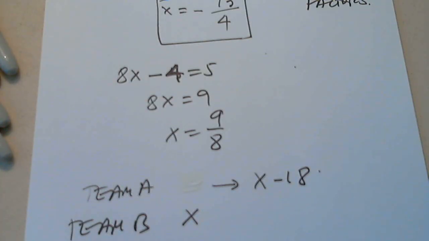So you scored B, and now I scored 6 more. So you have X, and now I have 6 more. X plus 6. Okay.